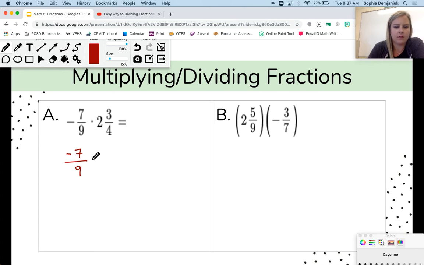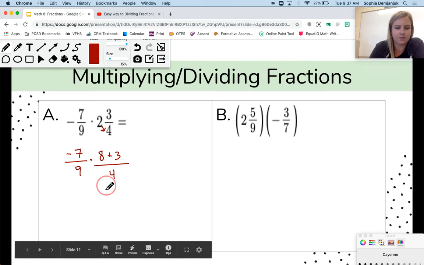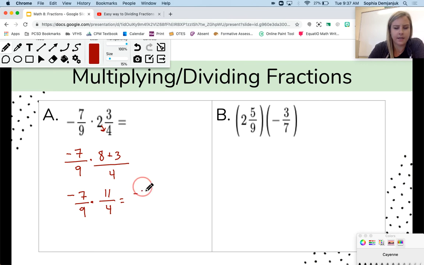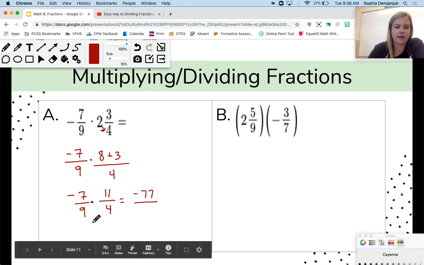For this example, though, I want to make it into improper by doing 2 times 4 to give me 8. Add the numerator, bring the denominator over. I want to simplify the second fraction. So 8 plus 3 gives me 11 over 4. And I'm multiplying that by negative 7/9. I can multiply across the top. Negative 7 times 11 gives me negative 77. I can multiply across the bottom. 9 times 4 gives me 36.